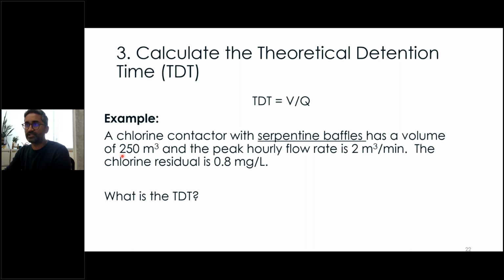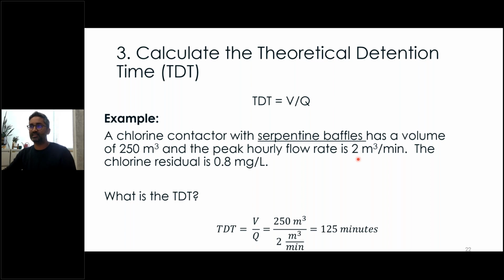I also get some information on the residual chlorine. Good to know, we'll use that later. But right now, all I need is V and Q, right? So V is 250, Q is 2. So my TDT, I'm just going to divide V by Q, 250 divided by 2. Make sure that my units all work out. So I've got cubic meters and cubic meters. Then my theoretical detention time is going to be 125 minutes, meaning in theory, water on average should spend 125 minutes going through that contact tank.